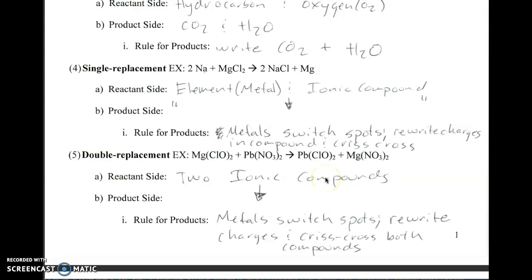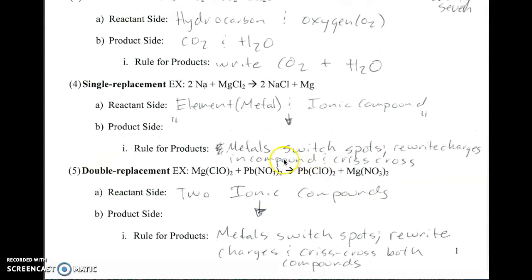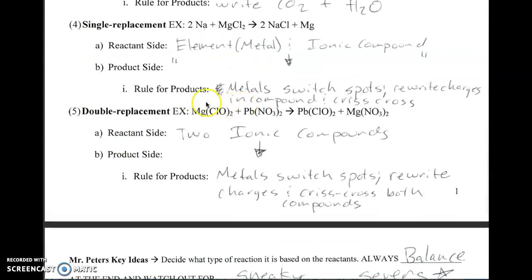And then single and double replacement are the 2 hardest to write products for, because you've got to crisscross and identify charges. So on my reactant side in single replacement, I got a metal, sodium, and an ionic compound, magnesium chloride. And then on the product side, I have a new ionic compound and a new metal. Okay, or they switch spots. Notice how Na and Mg switch spots here. So the metals are switching spots, and you have to rewrite charges in crisscross. And as we'll see in our homework, that's the part that's hard: when I write this new compound, how do I get the subscripts? Because you look at that one, you're like, oh, maybe it's not that bad. But then you look at this one, you're like, holy crap.